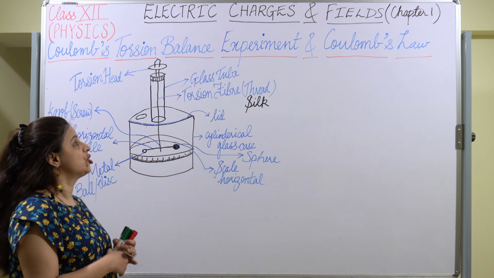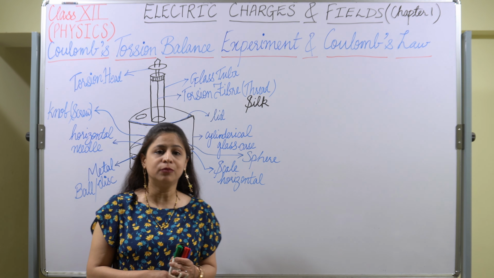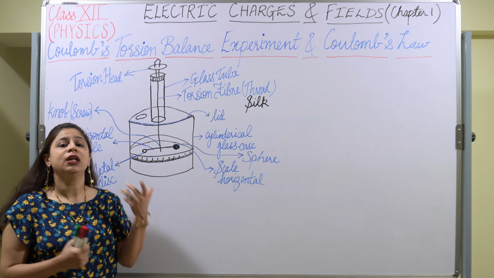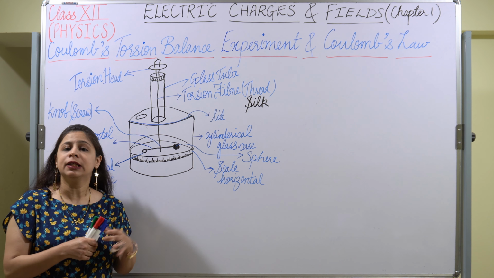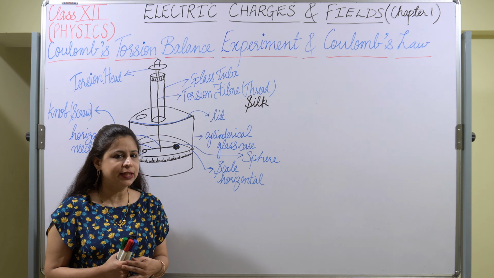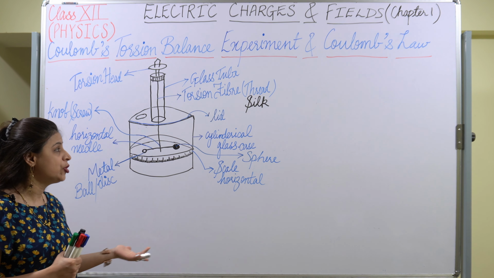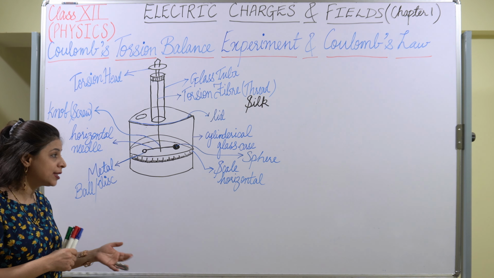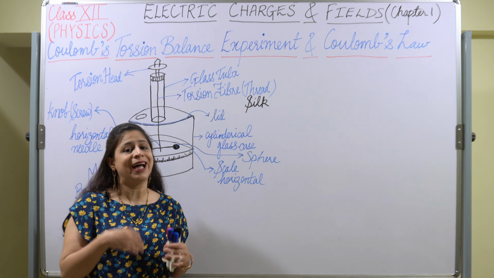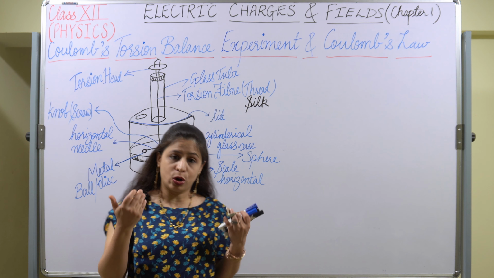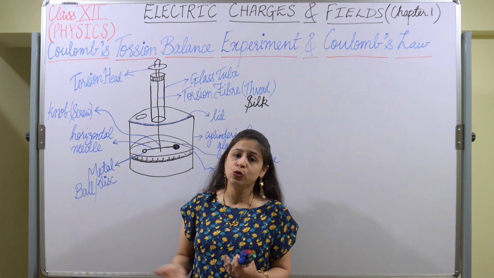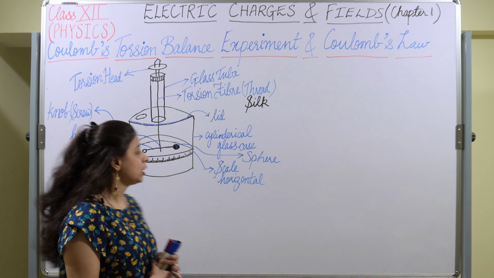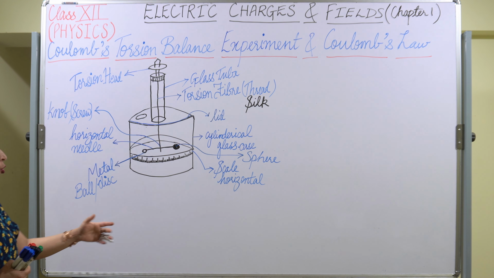For that, Charles-Augustin de Coulomb experimented and discovered this setup. He did not invent it, but discovered this setup, and that eventually led to Coulomb's law. He experimented, and he made a conclusion. That conclusion today is famous as Coulomb's law. Okay, so the setup is shown over here.